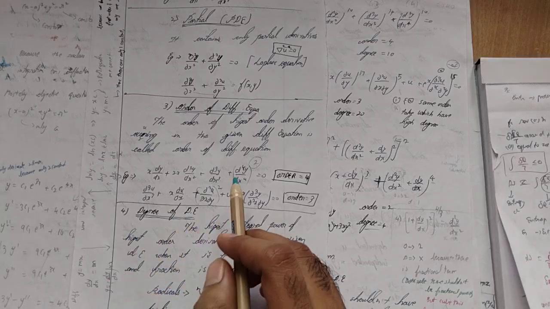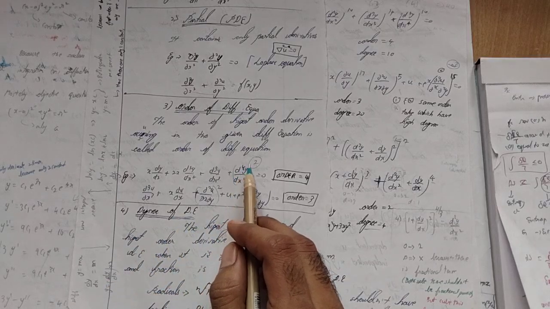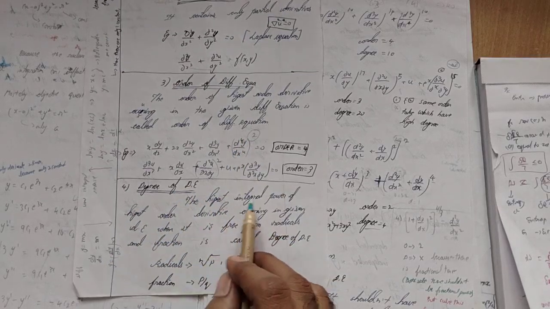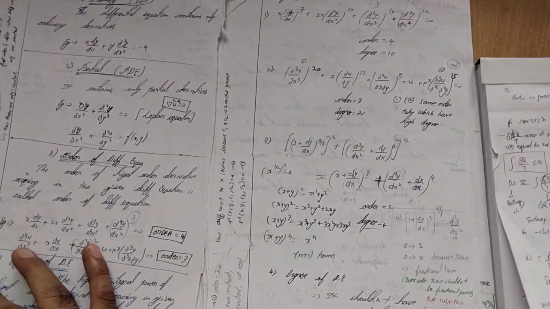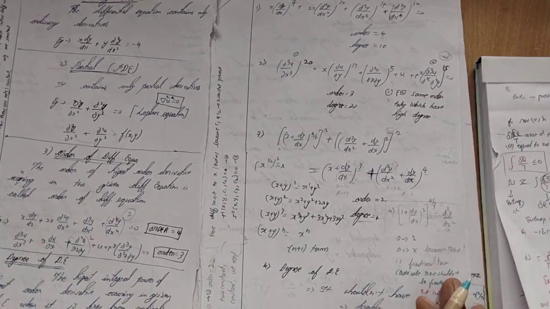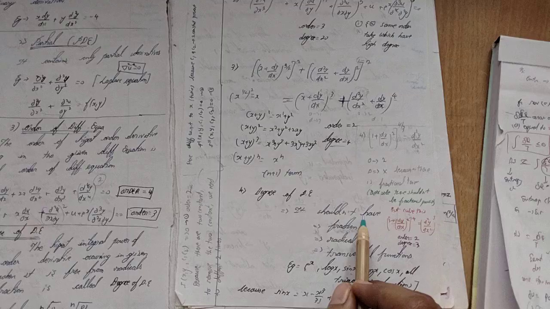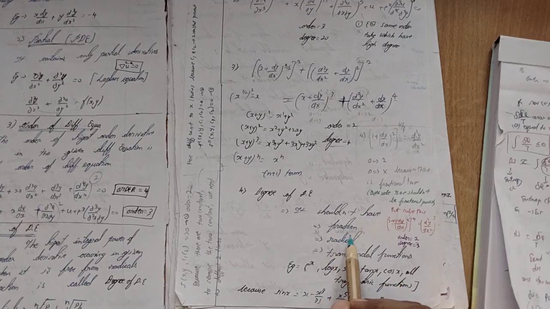Degree: for the term which has the highest order, we need to see the degree. The highest integral order of derivative occurs, and it should be free from degree. It should not have any kind of root, and also the fraction should not have any kind of degree. And the degree of a differential equation should not contain fractions, radicals, and derivatives, e to the power x, log of x, sin of x, like that it should not be.